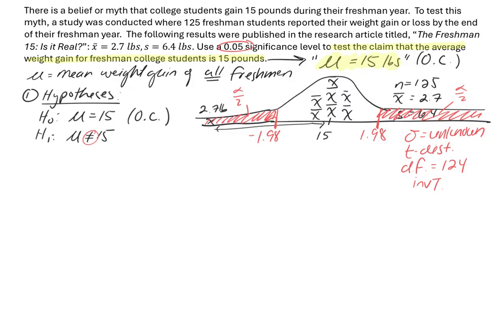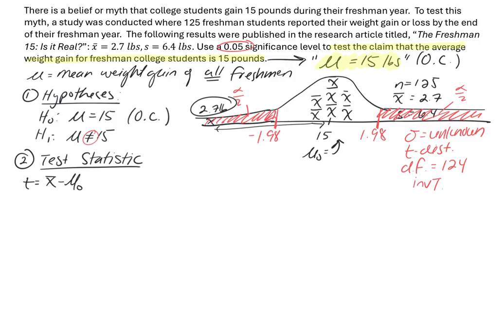Okay, second step is we've got our sample data here, where our sample mean is 2.7 pounds. I need to calculate my test statistic that corresponds to that sample mean value of 2.7 pounds. You can use the formula x bar minus mu naught, where mu naught is that 15 pounds, divided by your sample standard deviation over the square root of n. So if you put all those numbers into your calculator, 2.7 minus 15 divided by 6.4 over the square root of 125, that will give you a test statistic value of negative 21.49.